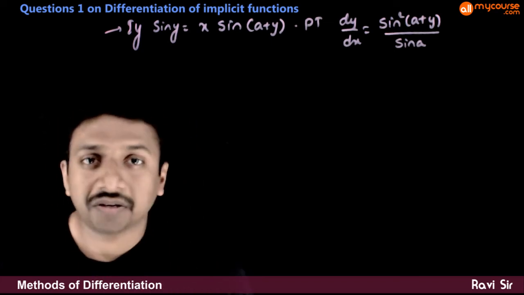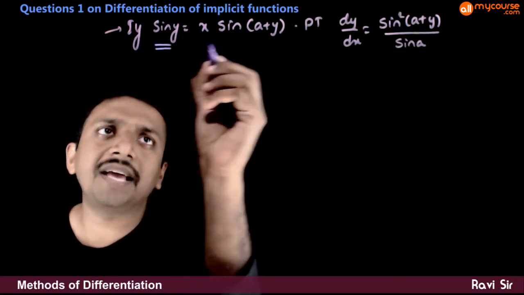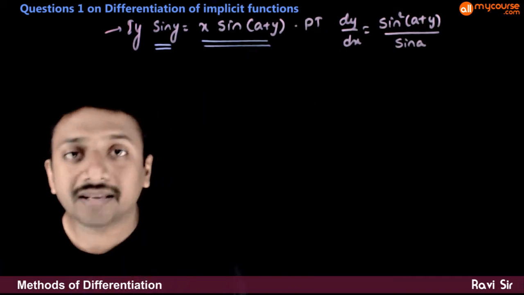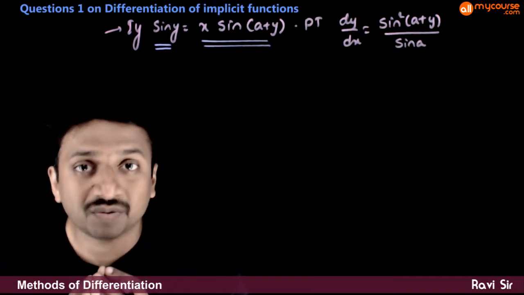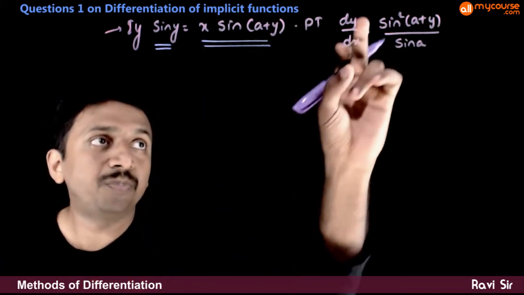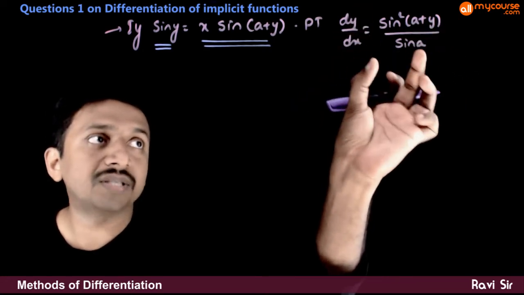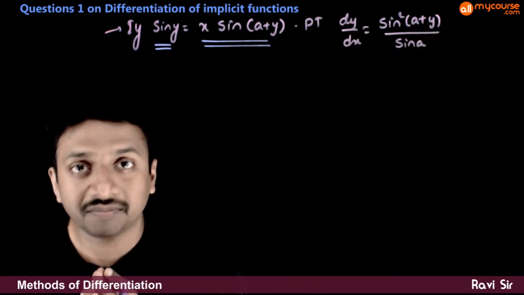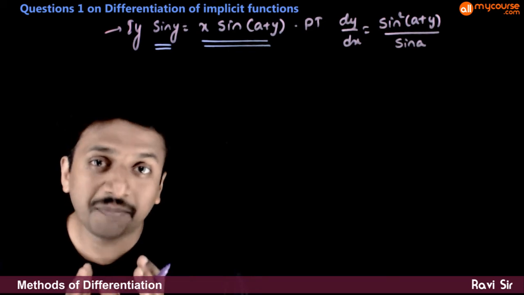Let us look at this question. Here you're given that sin y is equal to x times sin of (a plus y). You're asked to prove that dy by dx is equal to sin squared (a plus y) by sin a. So here be careful.